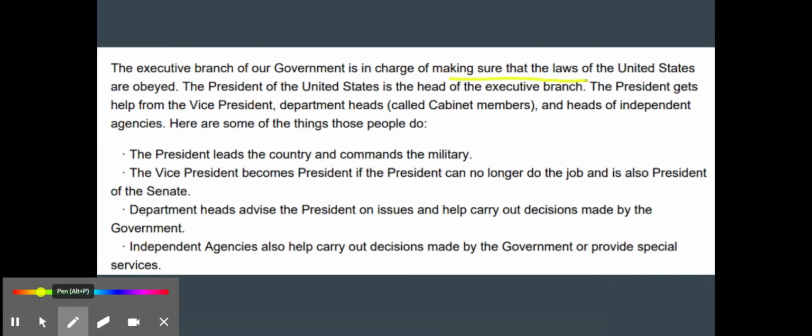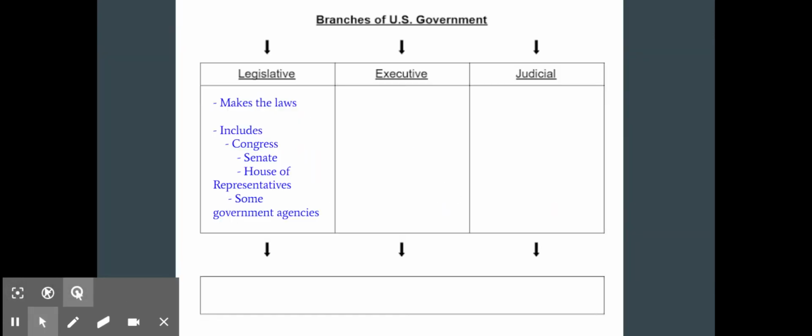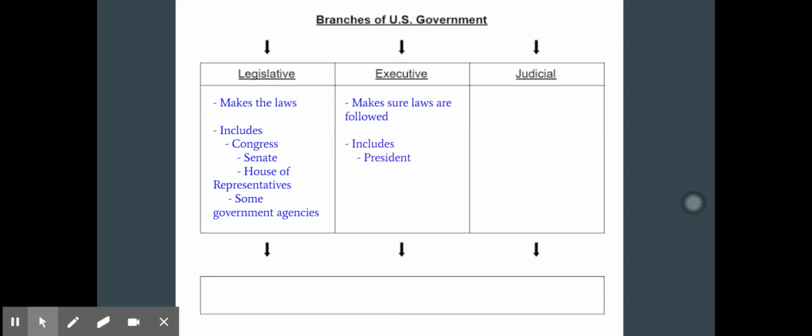Okay, it says that they make sure that the laws of the United States are obeyed. The president is the head of that. They also have the vice president and the cabinet members. And then it lists some things that they do. All right, so now that I've read that section, and of course you can pause and make sure that you have read that whole section, let's go ahead and put down what that executive branch does. It makes sure that the laws are followed. I could pull that directly out of that text again. And it includes the president, the vice president, and his cabinet, along with a couple of heads of agencies. Again, pause to make sure that you have this down.